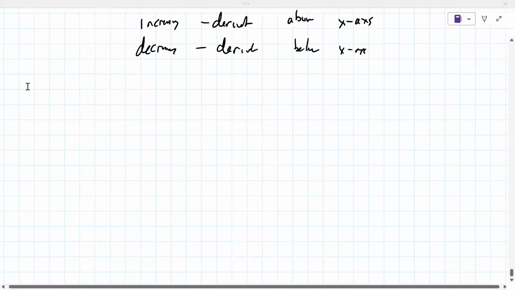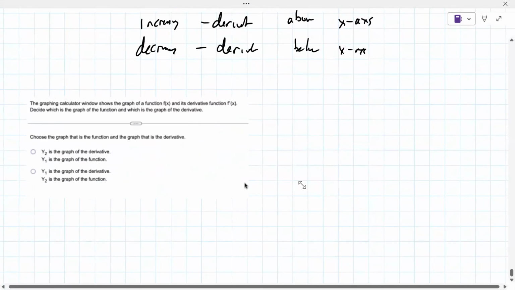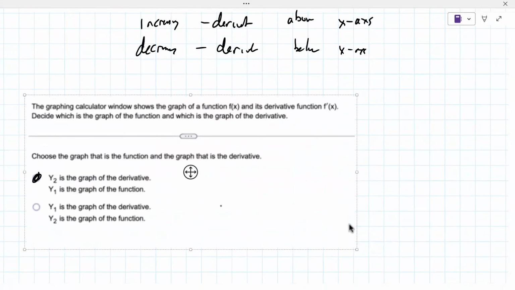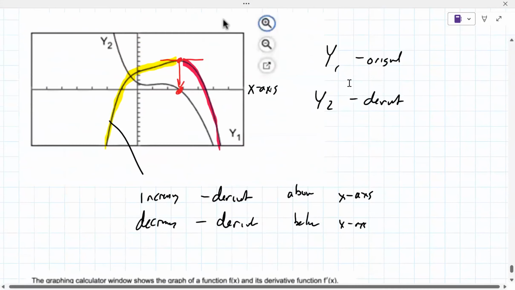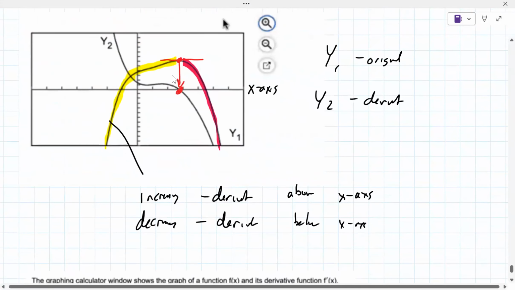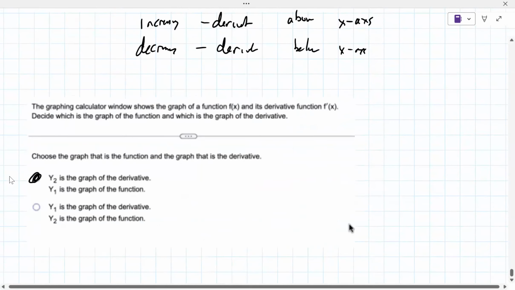I don't know if you like these kinds of questions on the test. Y1 is the original. They're pick one, but you got to know one thing. You got to know that where the horizontal tangent is, does that correspond to the zero on the other graph? And it does. Okay. All right.